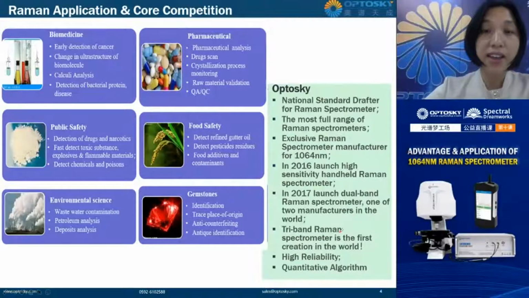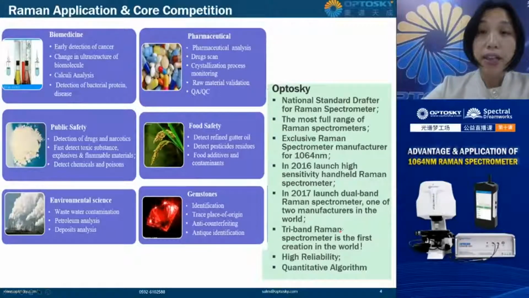Also, it can detect refined garlic oil. And the fifth is environmental science. We have wastewater contamination, petrol analysis, and deposit analysis. And the last one is gemstones. It can identify gems and trace the place of origin, anti-counterfeiting, and anti-identification.